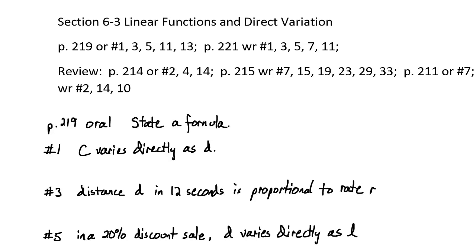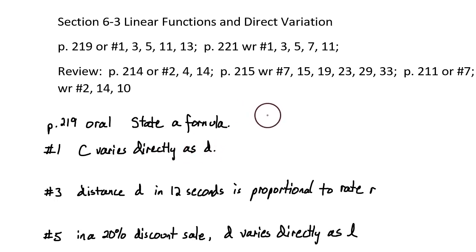Here are the answers for the Section 6-3 homework, starting with page 219. We're asked to give a formula that relates the variables c and d. Now in the video, I've shortened up the sentence. You're going to want to look at the book and see the complete wording of the sentence. We're told that the circumference c varies directly as the diameter d.